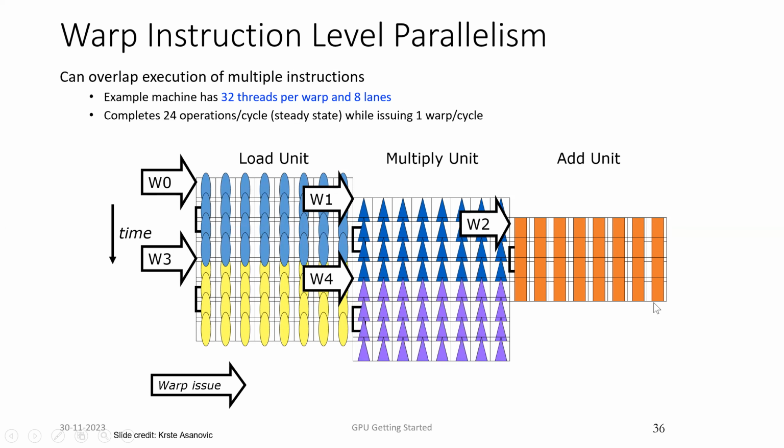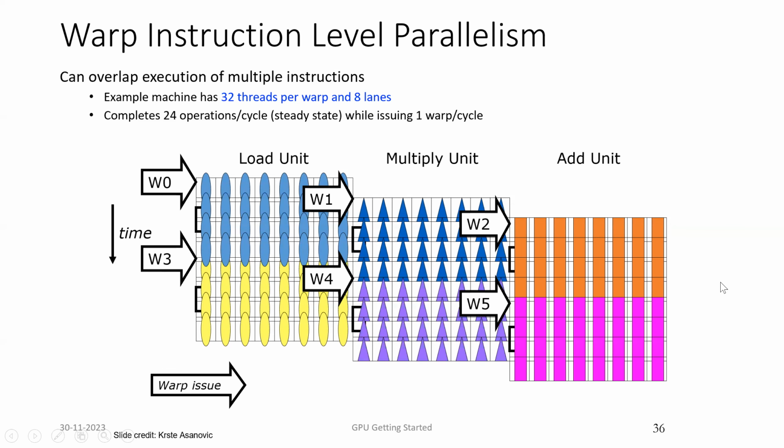Then we can extend the same thing. Warp 3 can be in the load unit after some point of time, and then in parallel warp 4 and warp 5 can also get executed.